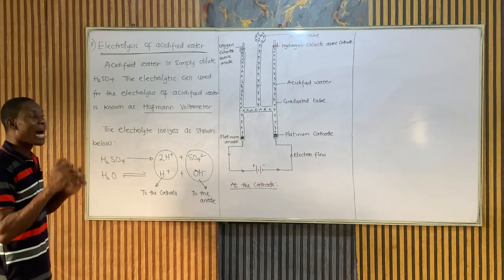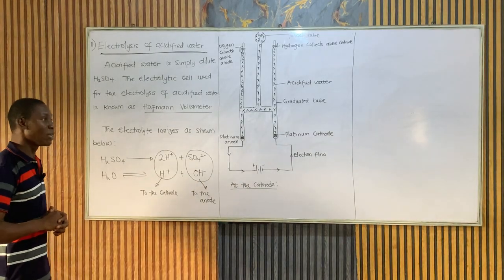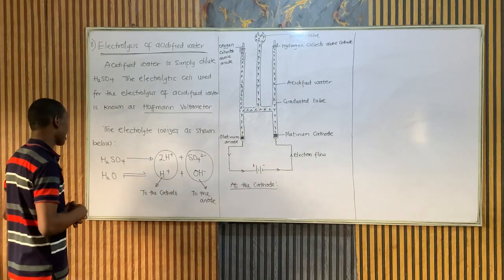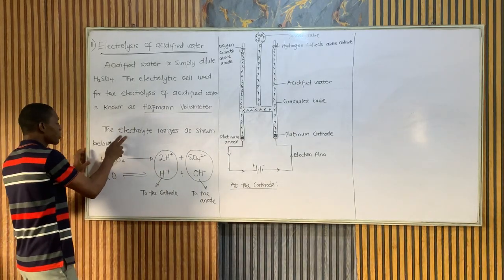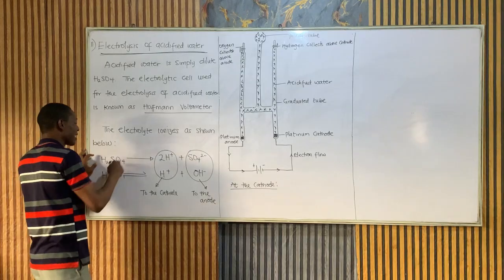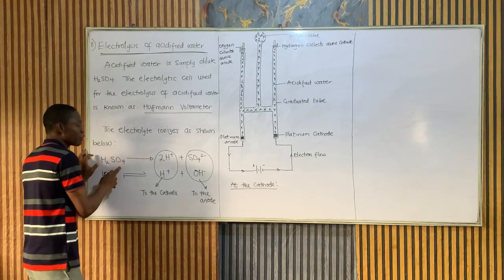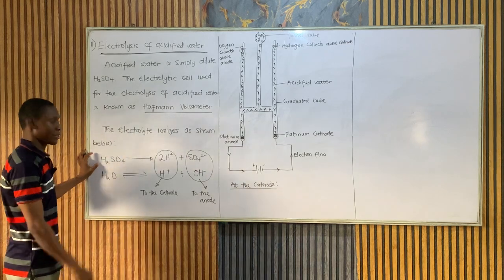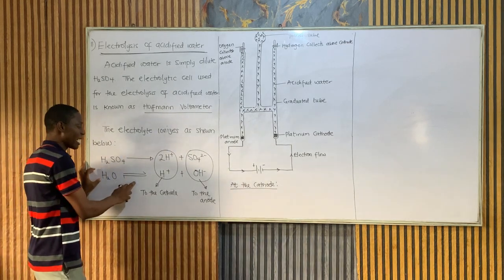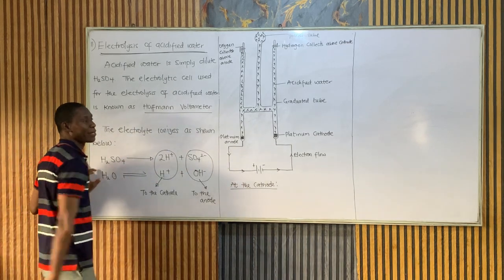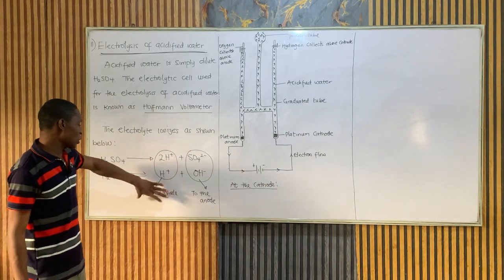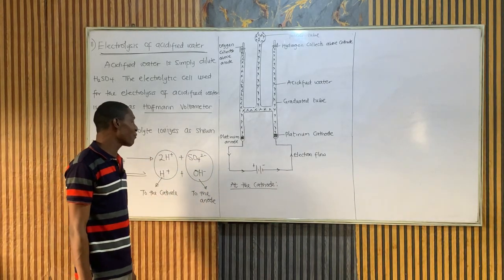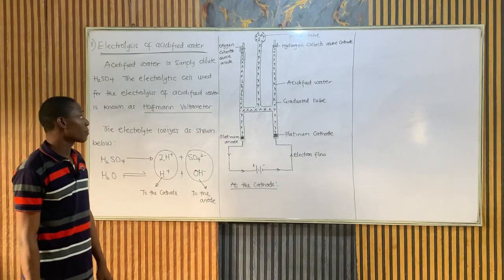Like I said earlier, acidified water means dilute H2SO4, tetraoxosulfate(VI) acid. So you see, the electrolyte is the H2SO4 and it ionizes as shown. The H2SO4 ionizes to hydrogen ion and SO4 2-. And water ionizes partially into hydrogen ion and hydroxide ion. Now all the positive ions move to the cathode and all the negative ions move to the anode.